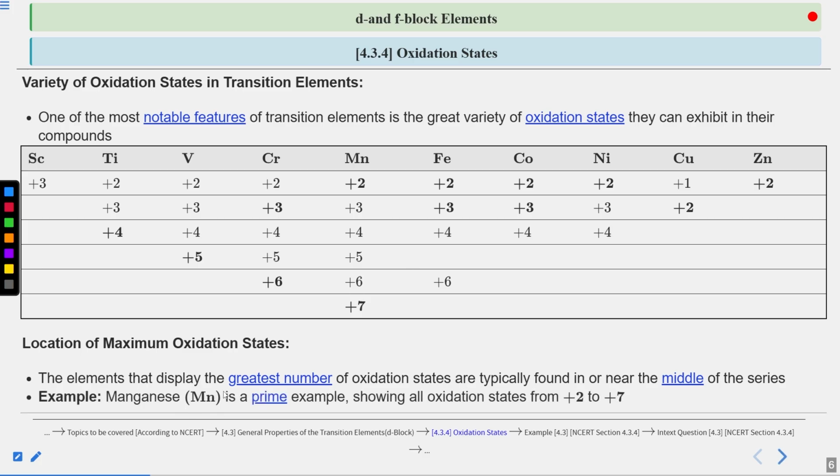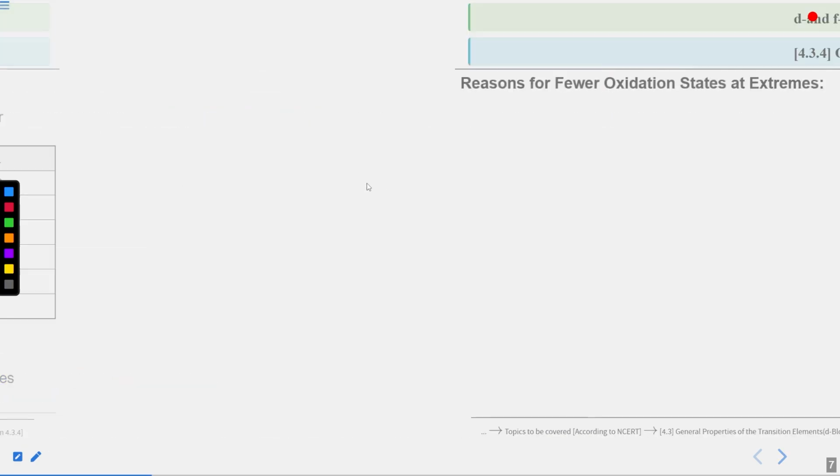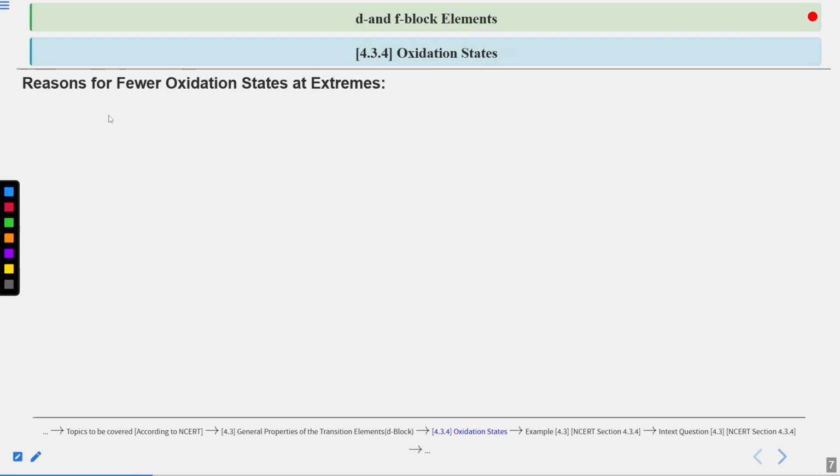For example, manganese, which we just saw, is a prime example, showing all the oxidation states from +2 to +7. Okay, +7 maximum, +2 minimum. Now, the reasons for fewer oxidation states at the extremes. We have seen in the table that at the extreme points, the leftmost and rightmost sides, the number of oxidation states is very small. That means only scandium and zinc show just one oxidation state.